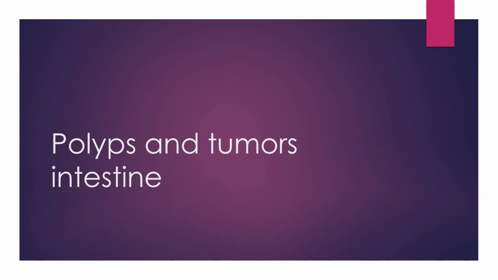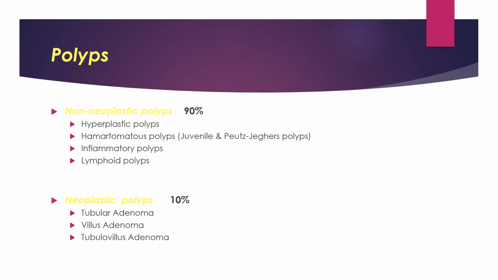In this video lecture, we'll see polyps in the large intestine and the tumors of the large intestine. Polyps are most common in the colorectal region but may also occur in the esophagus, stomach or small intestine.